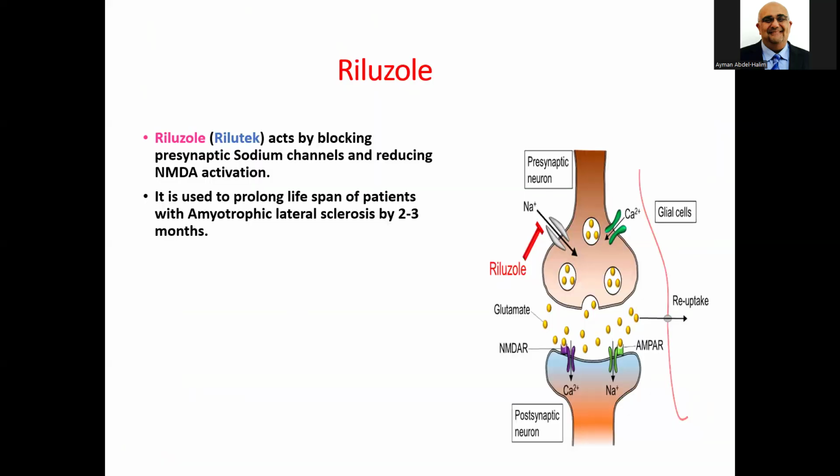Riluzole is another muscle relaxant, works also on NMDA, and we use it in ALS. They love it in the palliative exam. It can extend the patient's lifespan up to 3 months. Okay, Riluzole.